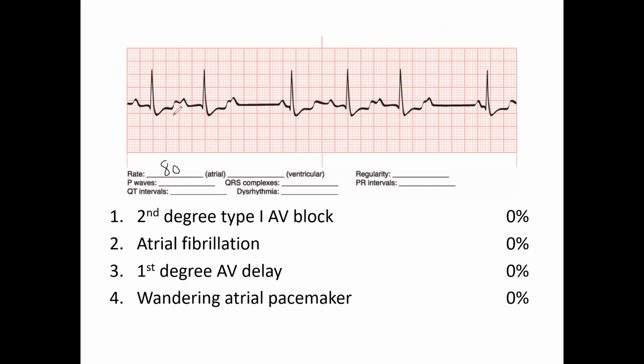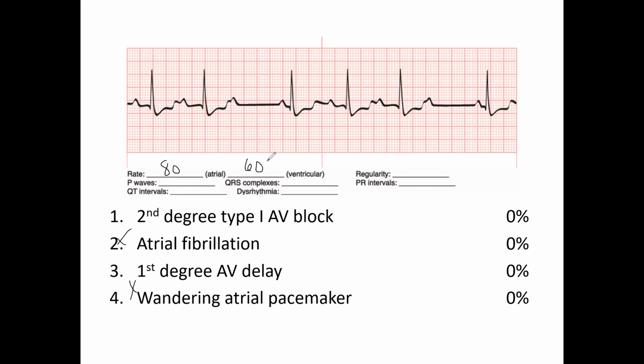Then if we look at our ventricular rate, we see our QRS complexes at 1, 2, 3, 4, 5, 6, so roughly 60. So we know that we've got a couple more P waves than R waves, a faster atrial rate than ventricular rate. That lets us know that we're going to be looking at some kind of block. Because of that, through the process of elimination, you can go ahead and take out 2 and 4. Now we just have to figure out what kind of block we're looking at.